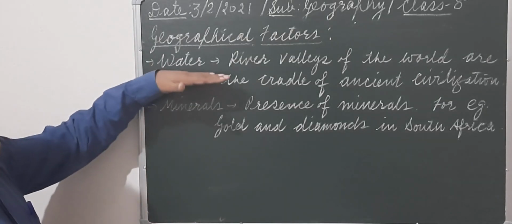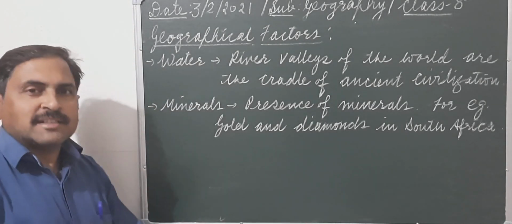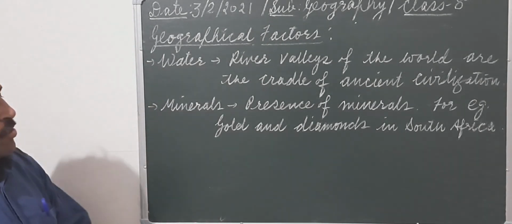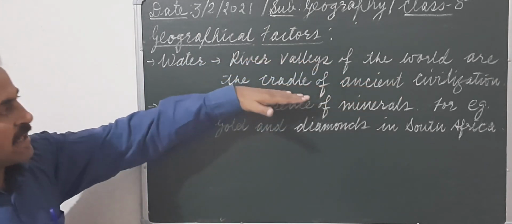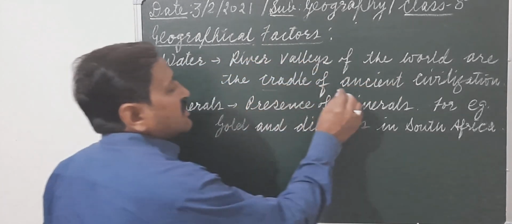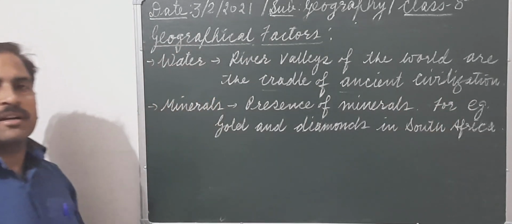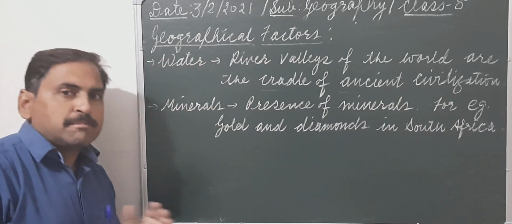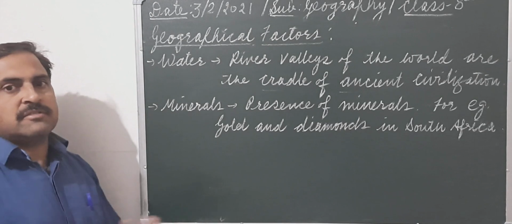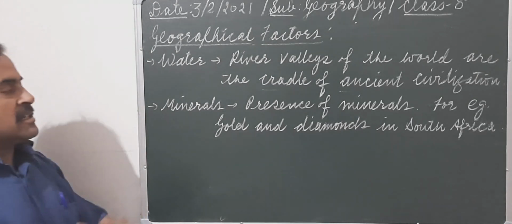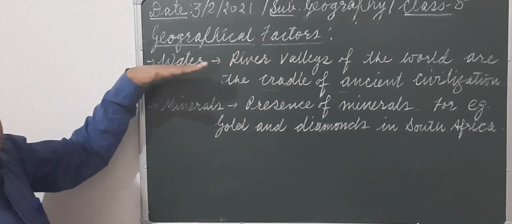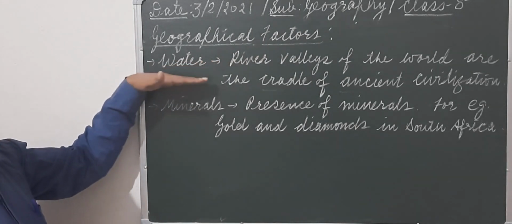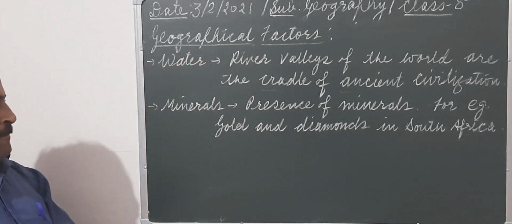Next, water. You know, Jal hai Jeevan hai. The river valleys of the world are the cradle of ancient civilization. You might have heard about the Indus Valley civilization, Mesopotamian civilization, Chinese civilization. All these civilizations developed where? Near the river valleys. Because water is most essential for human survival.